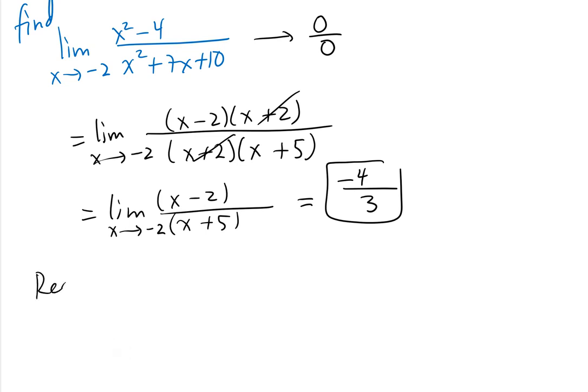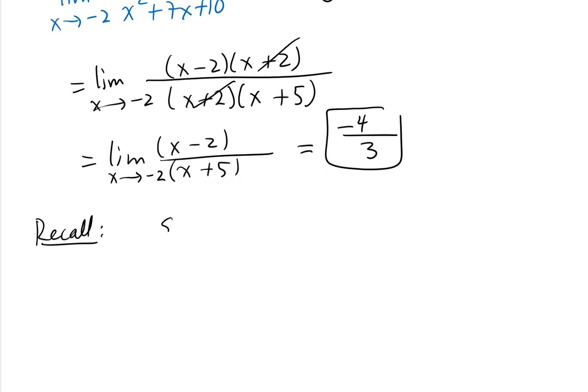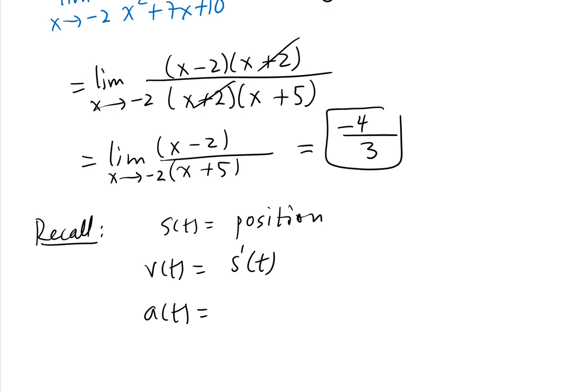Also, before we forget, make sure you know that s of t is the position function. v of t is the velocity, which can be found by finding the derivative of that. And a of t is the acceleration, which is the derivative of the velocity or the second derivative of the position.